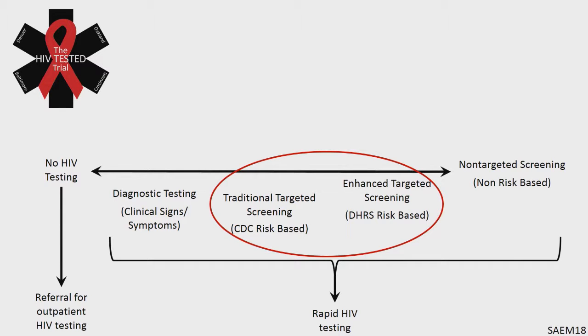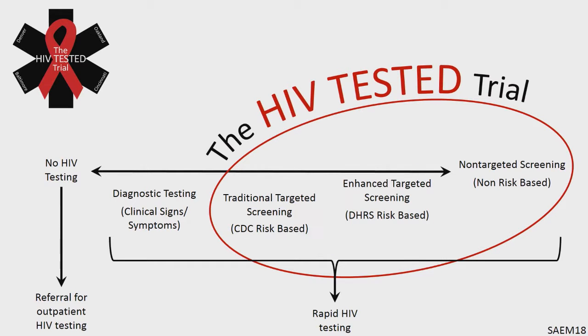We split targeted testing for the purposes of the HIV tested trial into 2 different forms. One was what we call the traditional targeted screening approach, which used CDC recommendations for identification of risk factors of patients based on what CDC thinks are patients at risk. And then enhanced targeted screening using a validated clinical prediction instrument that we worked through over the course of the several years leading up to the study, referred to as the Denver HIV Risk Score. We call this enhanced targeted screening. And so the HIV tested trial really was an evaluation of these 3 forms of HIV screening: 2 forms of targeted risk-based screening and 1 form of non-targeted, non-risk-based screening.